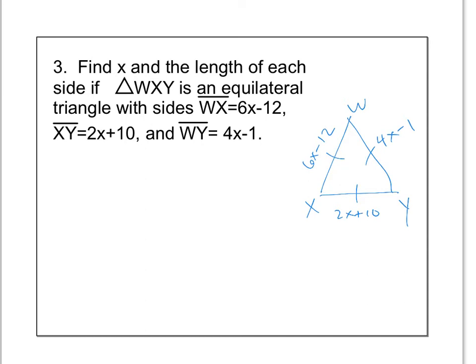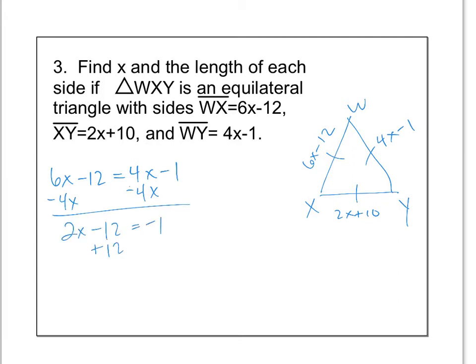So since all three sides are equal, I can just pick two, any of the two. I'm going to pick the 6x minus 12, and I'm going to set that equal to the 4x minus 1. Again, just pick two of the sides. It doesn't matter which two. Solve it for x. So I get 2x minus 12 equals negative 1. Add my 12. 2x equals 11. Divide by 2. x equals 5.5. That is part of my answer.